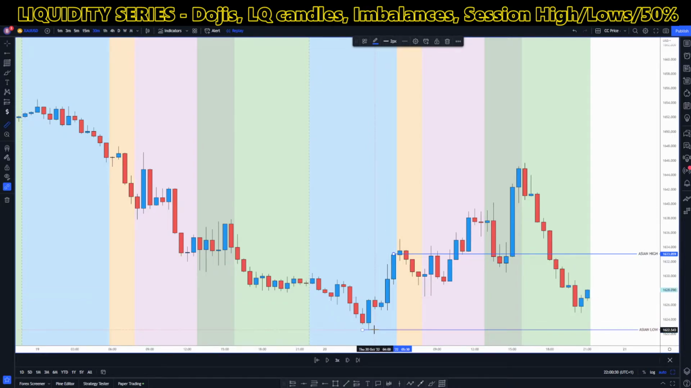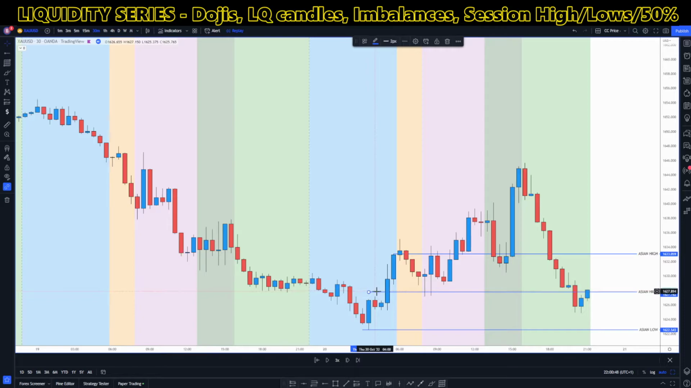So what I'll do is I'll just measure. You can use a fib if you want, or just measure from high to low. See, this is the halfway point. Halfway point, price 1627.782. So let me just copy some of that across. 1627.782.